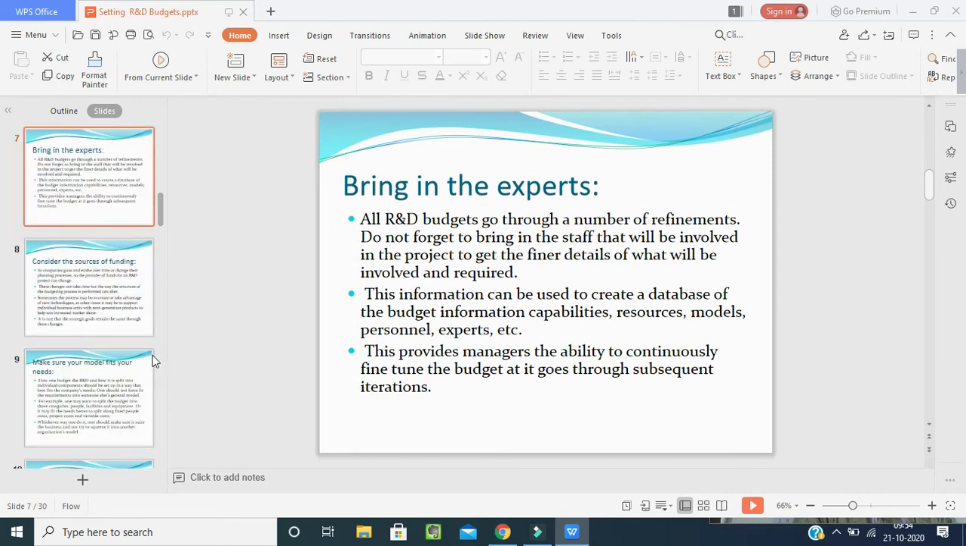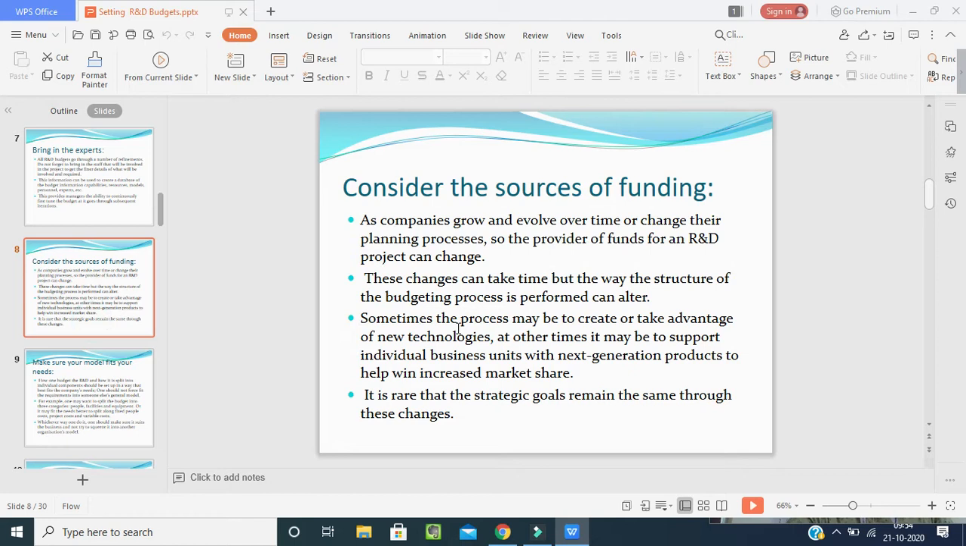Next one is considering the source of funding. Whatever sources of funding we have, we have to consider that. How? See, as companies grow and evolve over time or change their planning process, the provider of funds for a research and development project can change. So what will happen? Sometimes the process may be to create or take advantage of new technologies, or other times it may be to support an individual business unit or next-generation products to help win or increase market share. The changes can take time, but the structure of the budgeting process can alter.